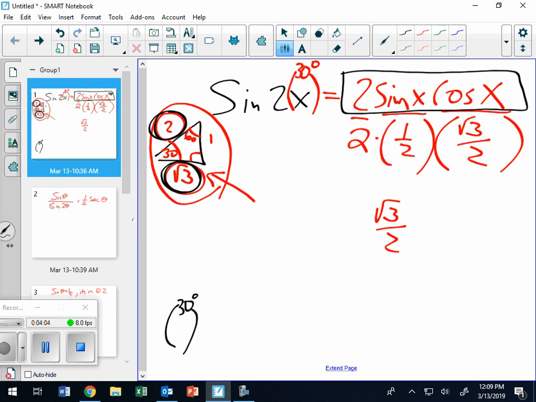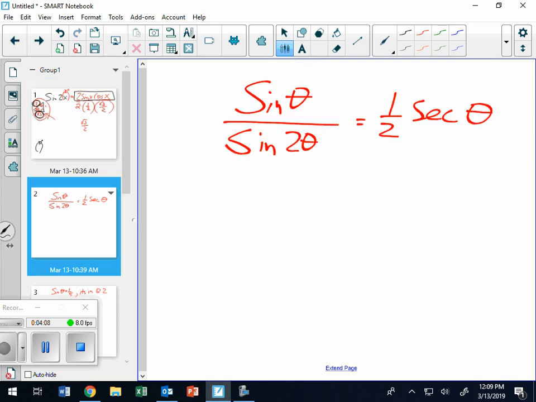All right, now let's see if you actually learned something there. This is a proof. On your own, you should now know pretty thoroughly what sine of 2 theta is. Prove that sine theta over sine of 2 theta is equal to 1/2 secant theta. You need to show me every step. I know this is true.